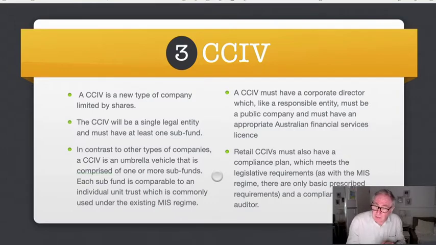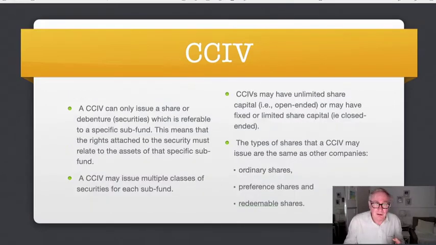Retail CCIVs must also have a compliance plan, which meets the legislative requirements. As with the MIS regime, there are only basic prescribed requirements and a compliance plan auditor. Now, the CCIV can only issue a share or a debenture which is referable to a specific sub-fund. That means that the rights attached to the security must relate to the assets of that specific sub-fund.